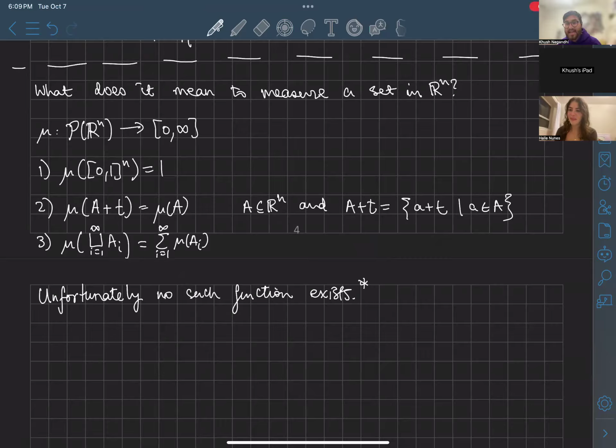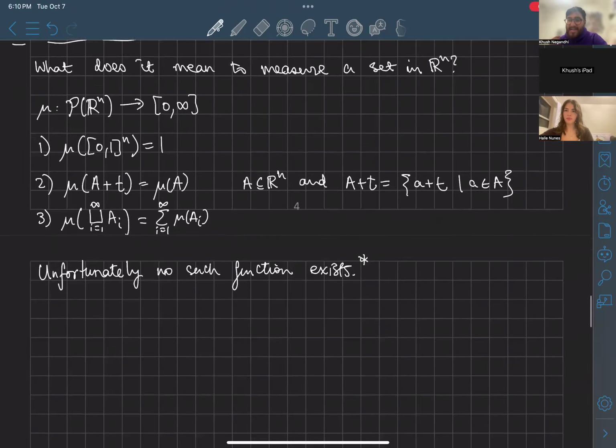The reason it doesn't exist actually depends on the axiom of choice. In models of set theory where you allow the axiom of choice, no such function can exist. In models where you don't allow the axiom of choice, then yes, such functions do exist. But we will take the model of ZFC, namely Zermelo-Fraenkel with choice, and so no such function exists. A counterexample is very unintuitive to come up with, but if you want, you can look up the Banach-Tarski paradox.